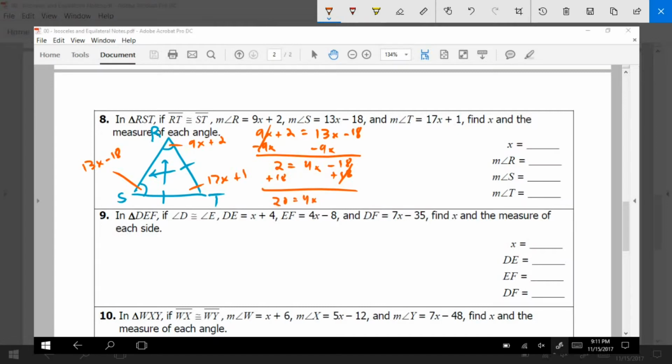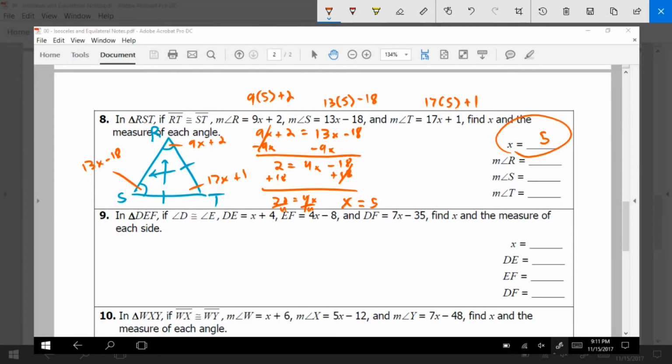So finally, if I'm trying to get this x by itself, get that 4 out of there. You aren't messing with the x. And then x equals 5. So x is 5. Now, if I'm just trying to find the measure of each angle, all I have to do is take this x right here, that 5, and plug it back into each one. So for measure of angle R, it's going to be 9 times 5 plus 2. For measure of angle S, it's going to be 13 times 5 minus 18. For measure of angle T, that's going to be 17 times 5 plus 1.